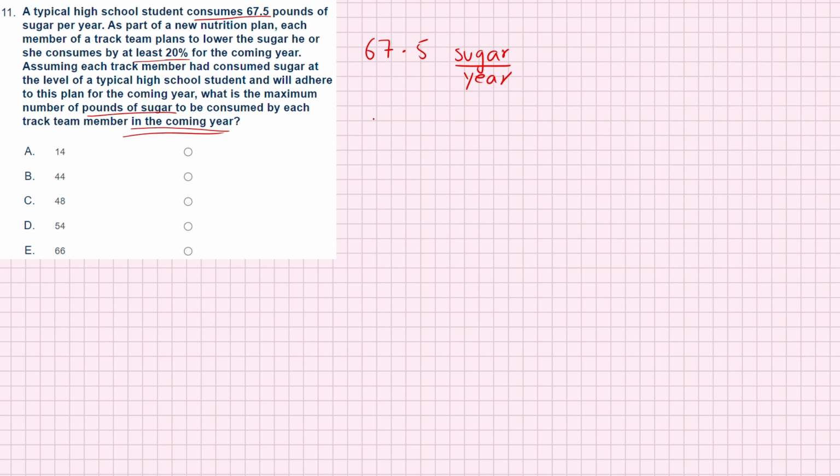It means if there is a decrease of 20%, then there will be 80% of the current year's sugar consumption. So if we find 80% of this value, we will have the number of pounds of sugar for the upcoming year. So 80% means 80 divided by 100 multiplied by 67.5.